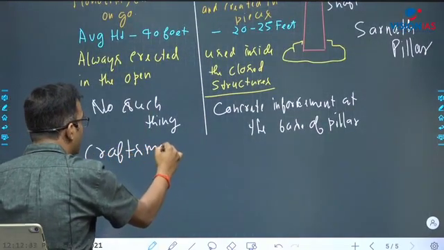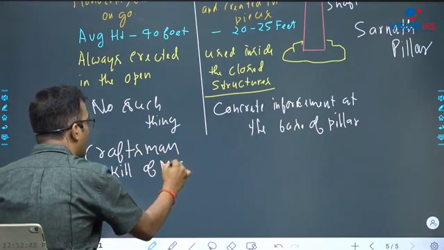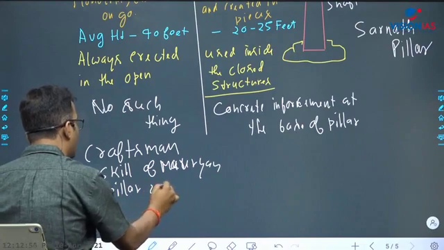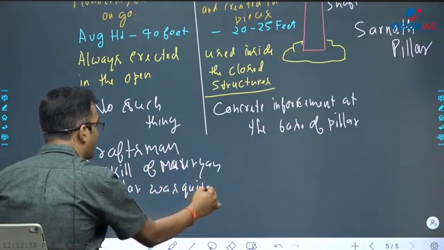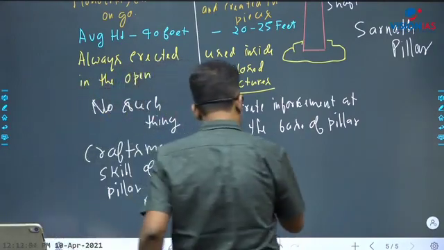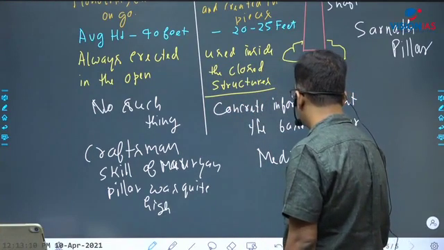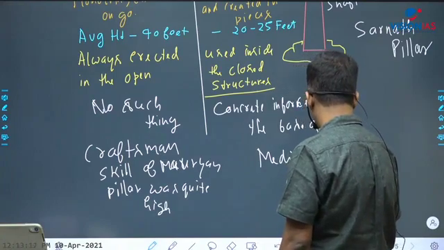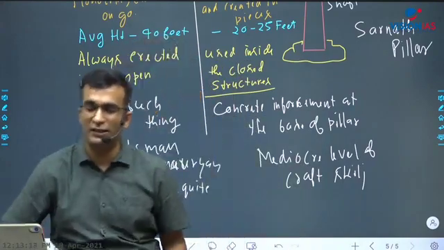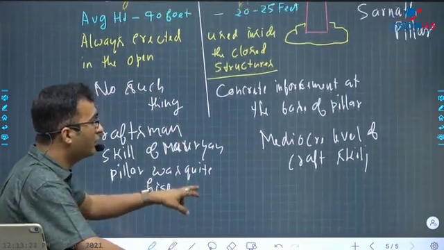The craftsman skill of the Mauryan pillar was quite high. And here, mediocre level of craft skill. Mediocre, I hope you know what this word is, closer to average and a little better than the average. That is what you call mediocre.